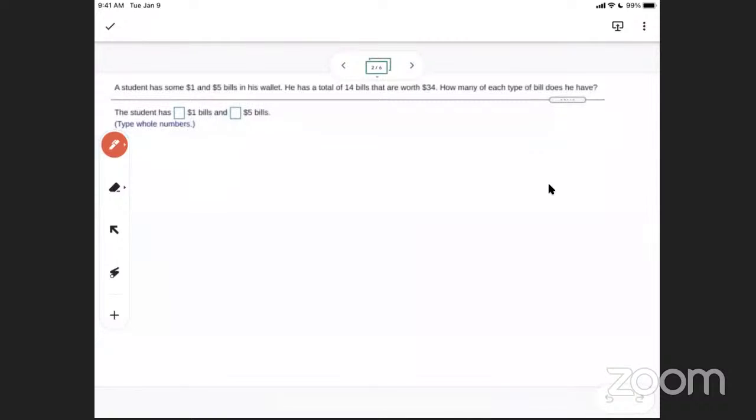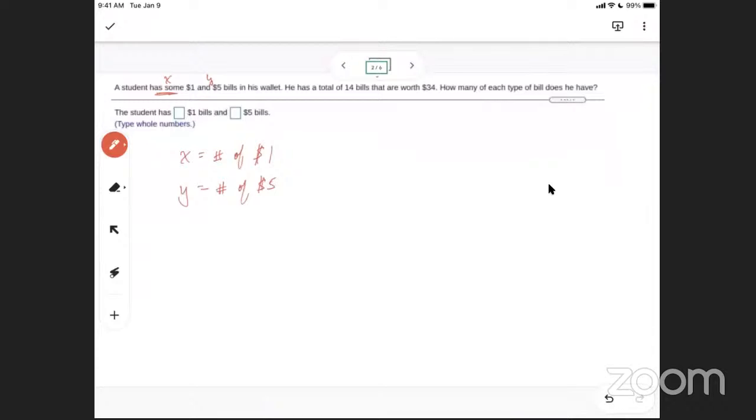A student has some $1 and $5 bills in his wallet. He has a total of 14 bills. All right, so we're going to say X for the number of $1 bills, and we're going to say Y for the number of $5 bills. So X equals the number of ones, and Y equals the number of fives.